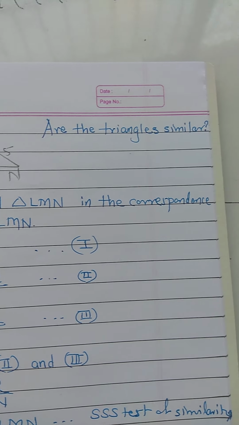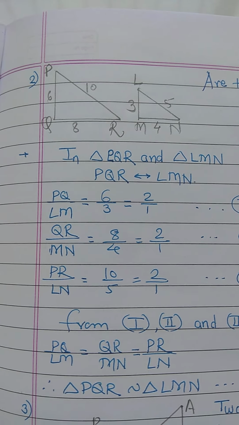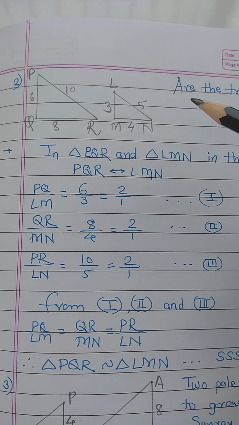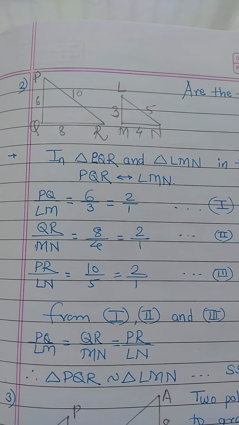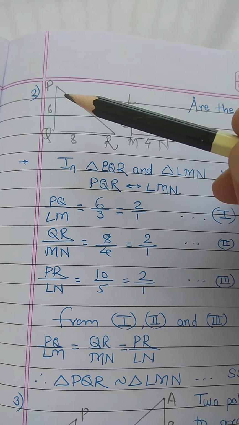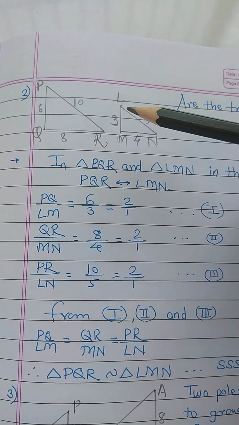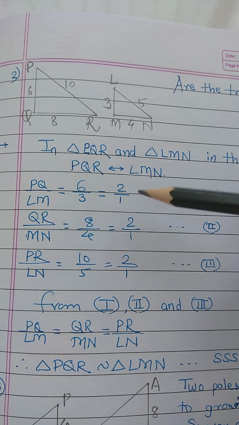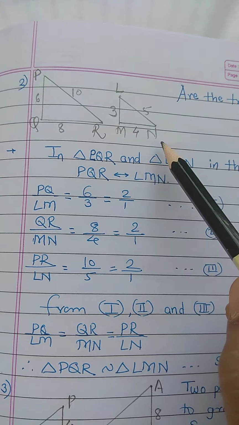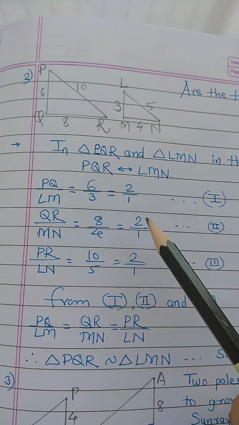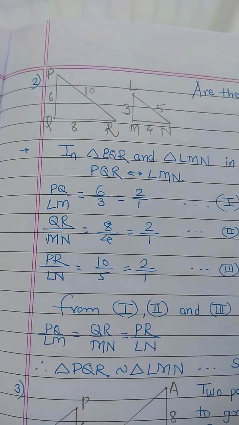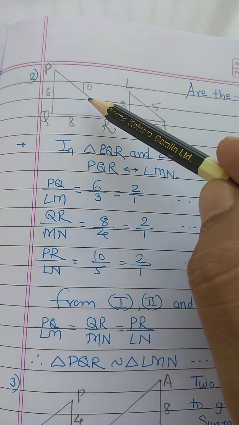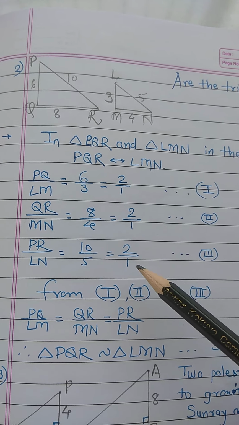Question number 2. Are the triangles similar? In triangle PQR and triangle LMN, we will check the ratios of the corresponding sides here. PQ upon LM, that means 6/3, it is 2:1. QR upon MN, 8/4, that is 2:1. PR upon LN, that is 10:5, that is also 2:1.